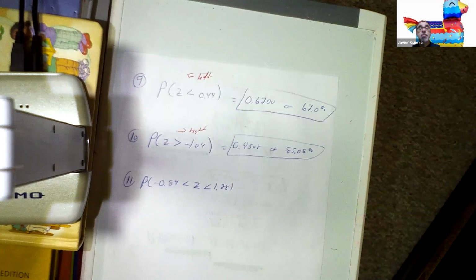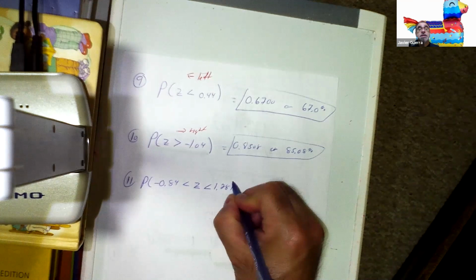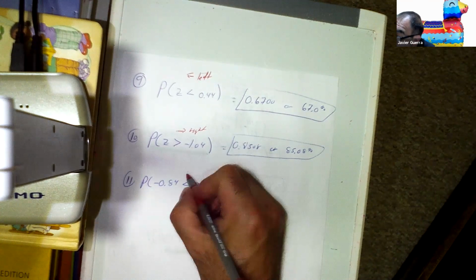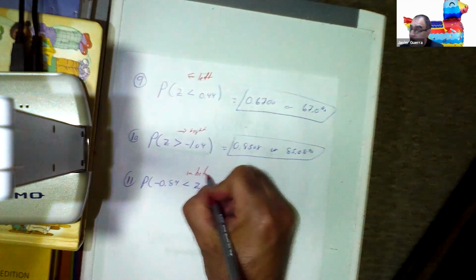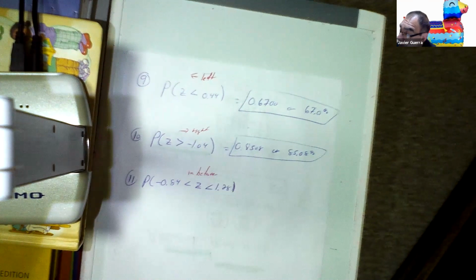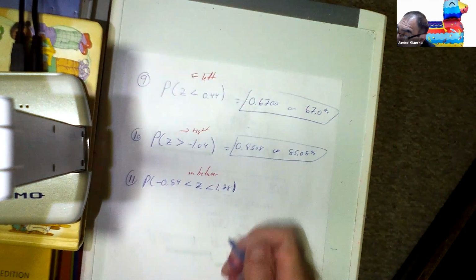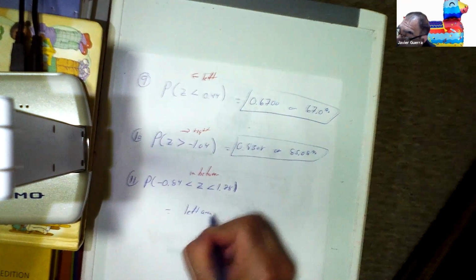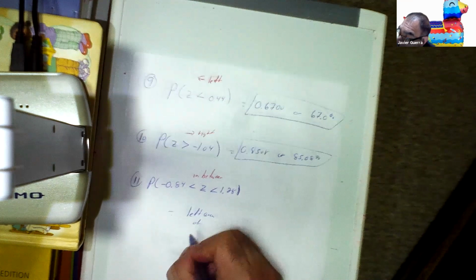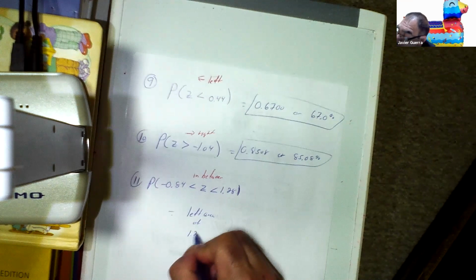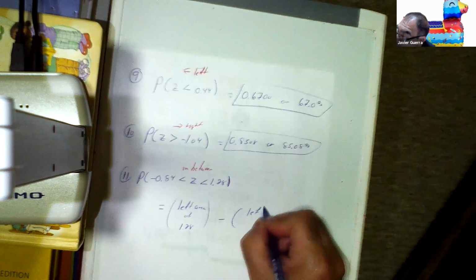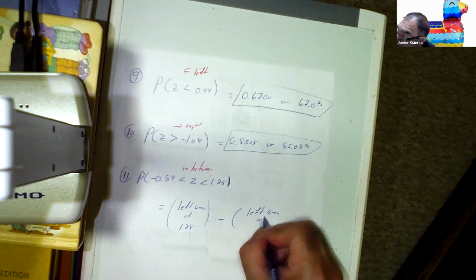There you go. Boom. That's how you write an in-between. Okay, so how do we do it? You all remember? We have to look up the left area of 1.28, and then subtract the left area of negative 0.84.